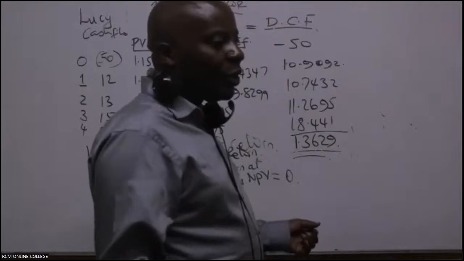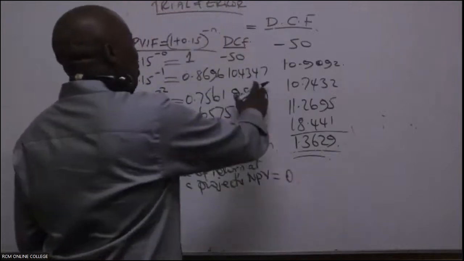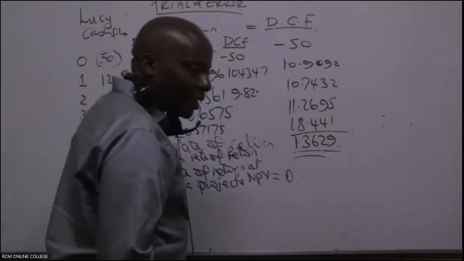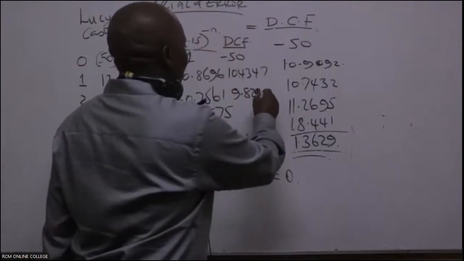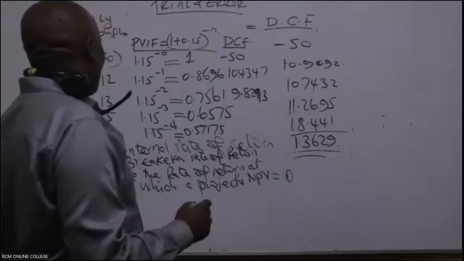9.8293. Of course, because of rounding off errors, you can easily get some different figures. 9.8293. Thank you very much. And then now go to the third year.